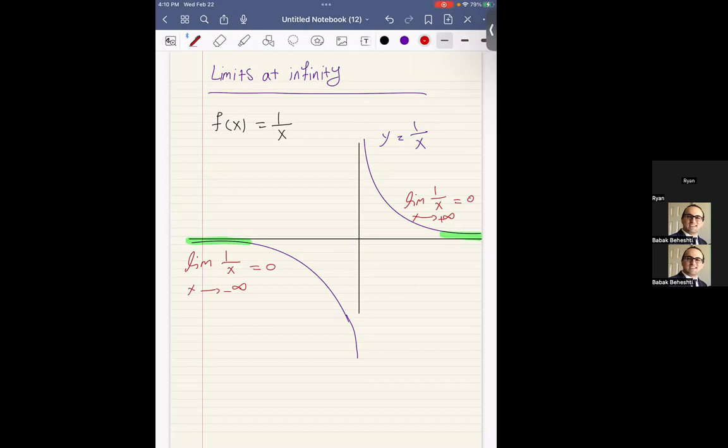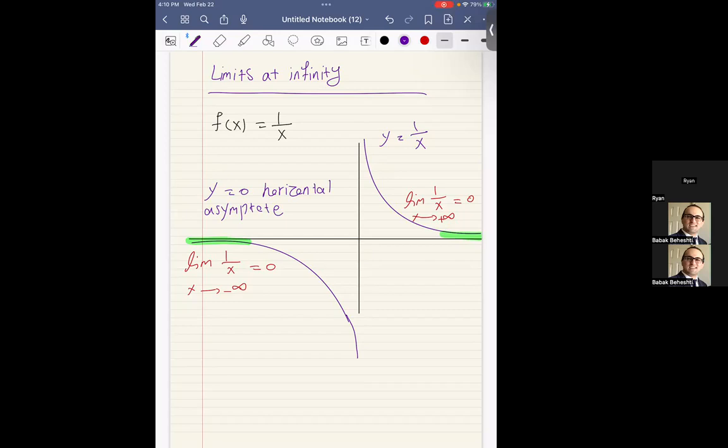Whenever you have a function whose limit at infinity is a number like 0, 1, 2, 3, then that function has a horizontal asymptote. So for example, here, y equal to 0 is a horizontal asymptote for f of x, 1 over x, because the limit of 1 over x when x goes to infinity is 0.